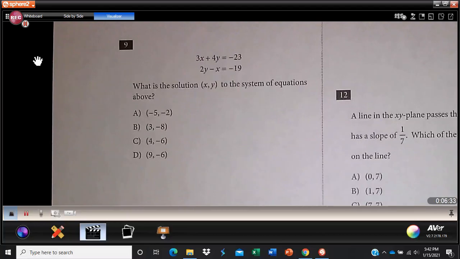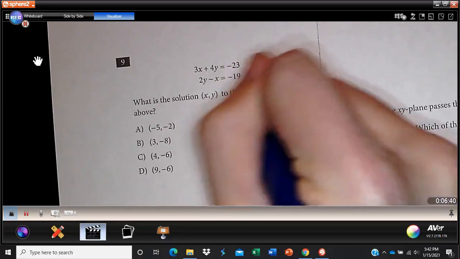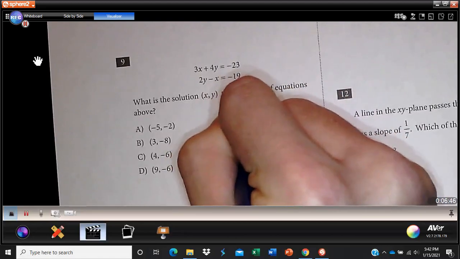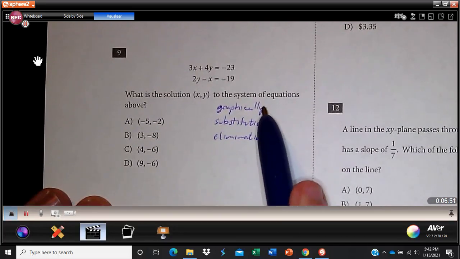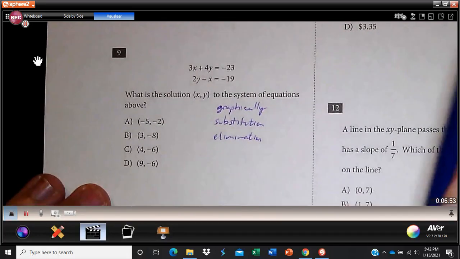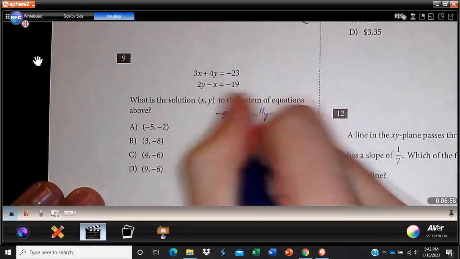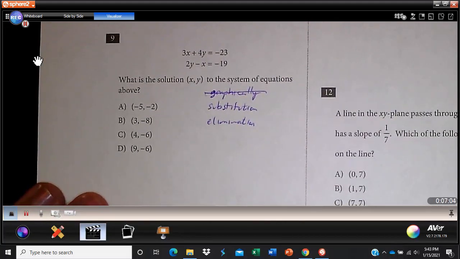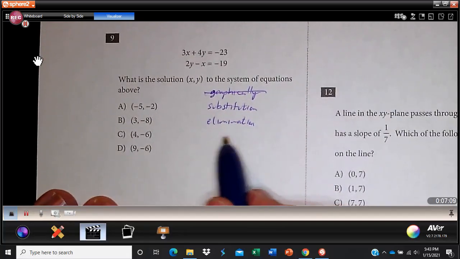Okay, so if you remember from class, there's 3 ways to do it. Graphically, substitution, and elimination. And graphically is the easiest way of doing it if you have a graphing calculator, but we're not allowed to have a calculator, so that's out, because I am not drawing this out. It will not be precise enough, and I won't be able to tell what in the world is going on. So that leaves us with substitution and elimination.